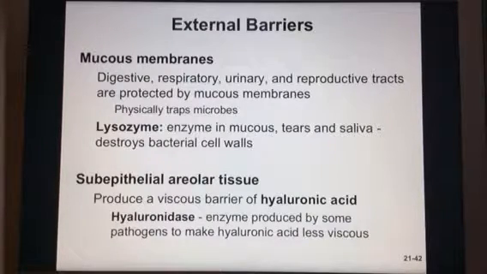Also, along with the skin, we have the mucous membranes in all of our openings to the exterior of the body, so digestive, respiratory, urinary, and reproductive tracts. They're physically trapping those microbes. And then in the mucus, there's enzymes, and that is breaking down the cell walls of the bacterial cells in hopes to destroy them.